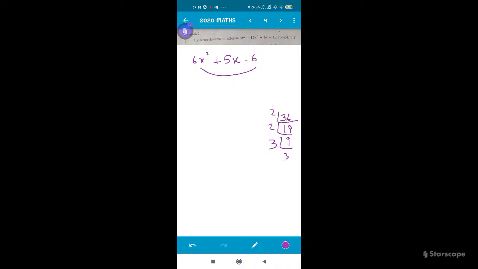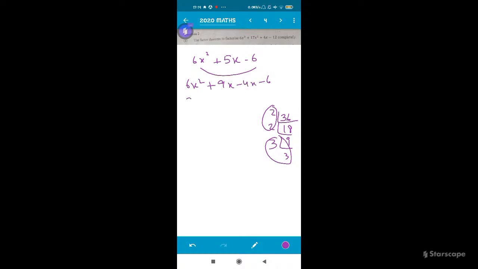So we have prime factorized this 36. Now we can do middle term factorization. I have to bring 5. So yeah, I can see it directly. 4 and 9. So 9 minus 4. Alright. So we are getting 6x square plus 9x minus 4x minus 6.